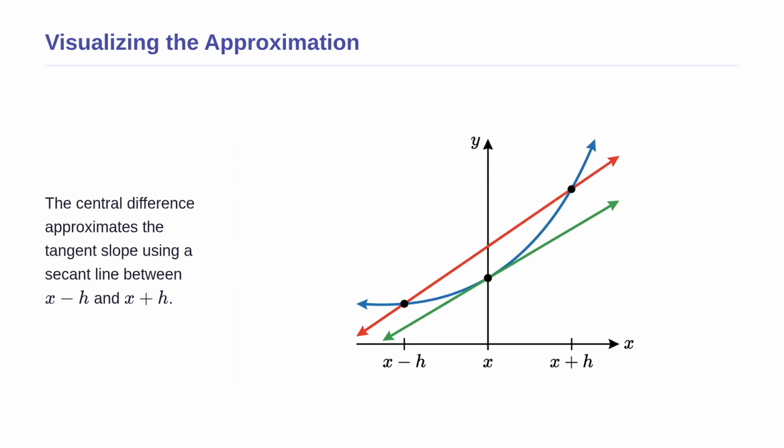To truly cement this idea, let us look at it visually. On this graph, the blue curve is our function. The green line represents the exact slope, the true derivative, at our target point x. The red line is our central difference approximation, drawn by connecting the point one step backward to the point one step forward. Notice how the red secant line is almost perfectly parallel to the green tangent line. By straddling the target point symmetrically, the central difference captures the true trajectory of the curve far better than looking only forward or backward.